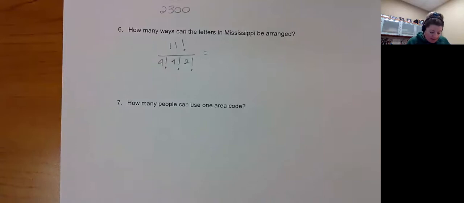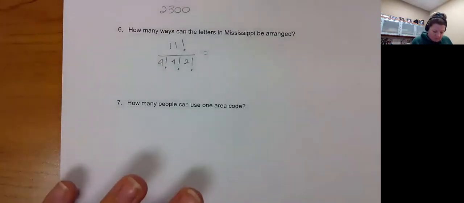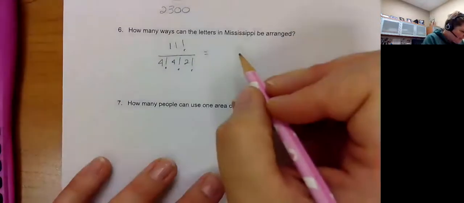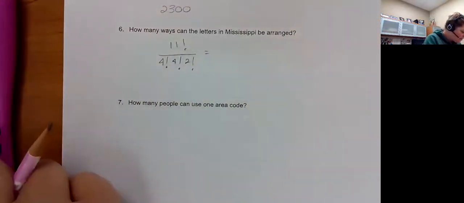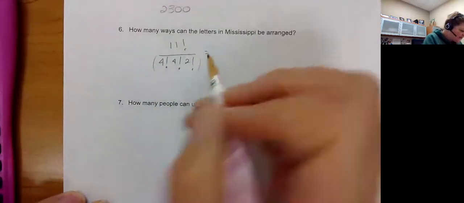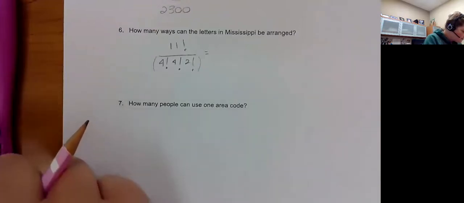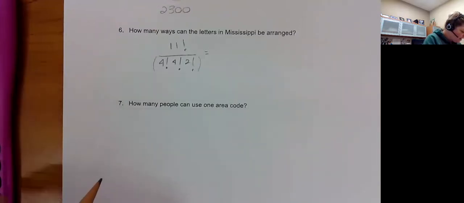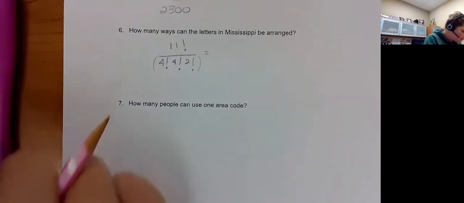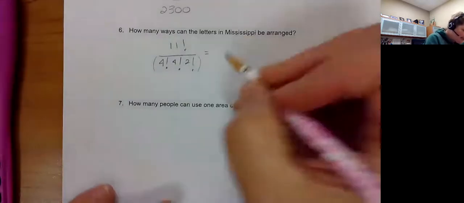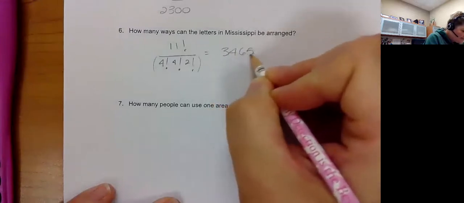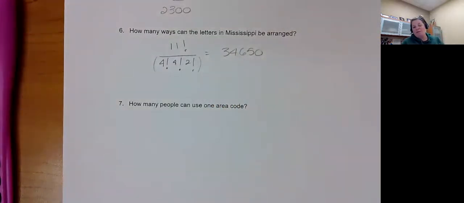Okay, so 11 factorial is a big old number. And then I'm going to divide that by, I'm going to use a parenthesis around this so that it divides all of them. 4, and then you put in your factorial times another 4, and then put in your factorial times a 2, and then put in your factorial. And I get 34,650. So it just asks the number of ways you can arrange it, 34,650. So no probability question on that.